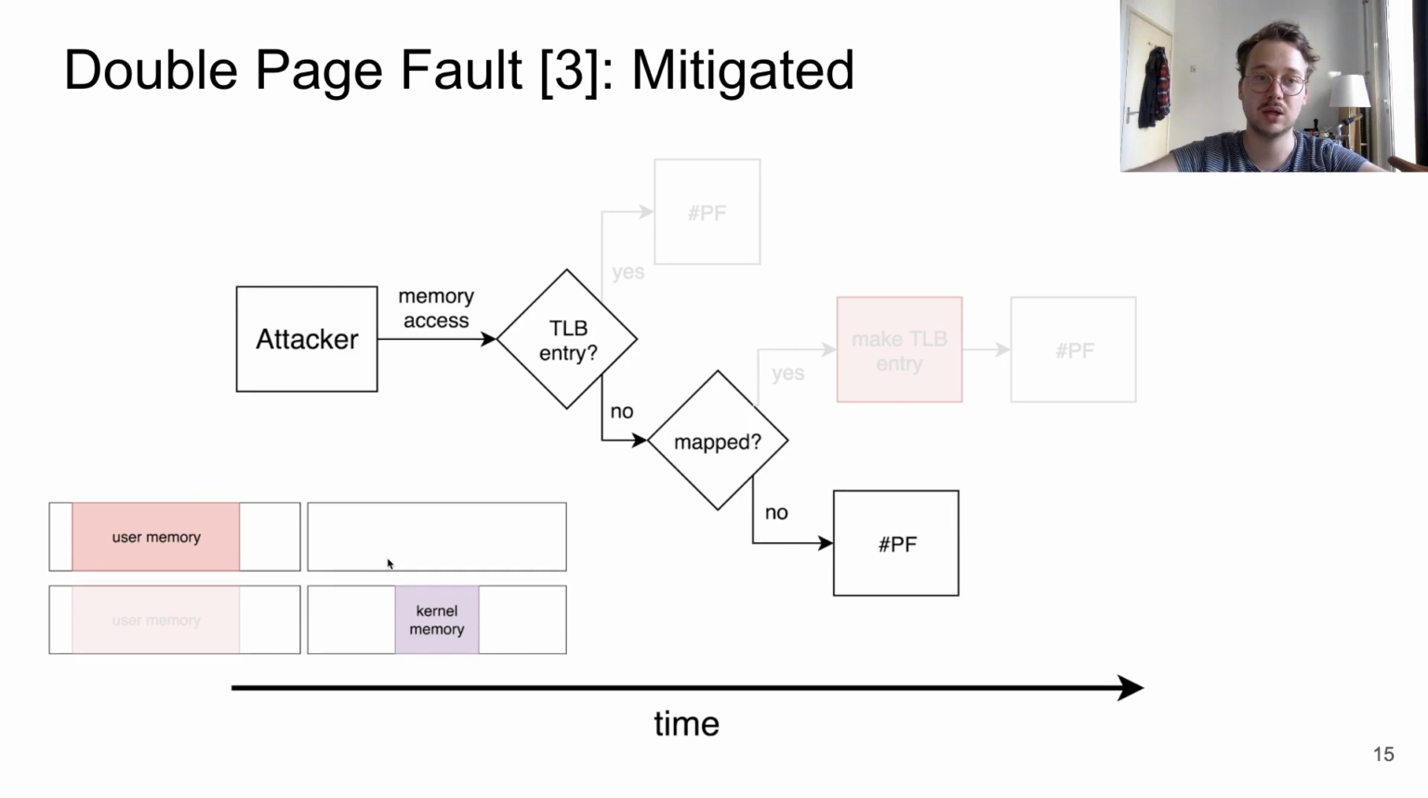Now, we have isolated address spaces, so the kernel is no longer mapped in the address space of the user. So there will never be a valid mapping. So there will never be a TLB entry created. So there will never be a faster page fault. So this is successfully mitigated.